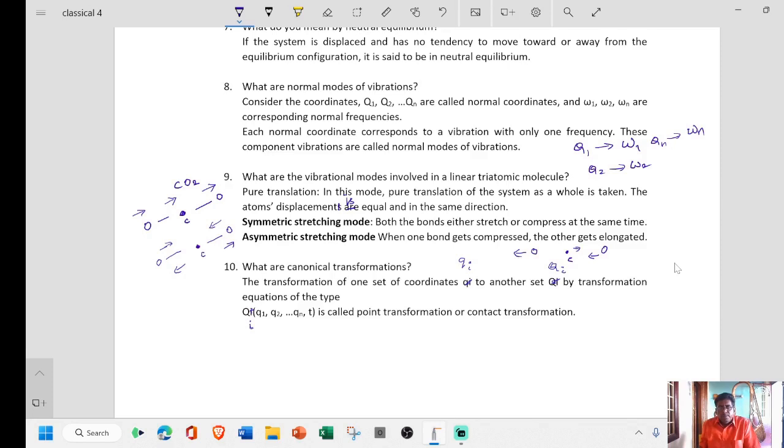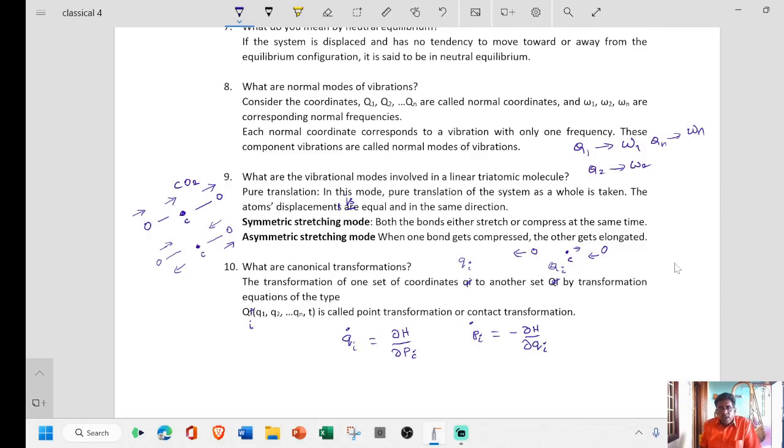You know the canonical equations. q_i dot equals dou H divided by dou p_i. Then p_i dot equals minus dou H divided by dou q_i.